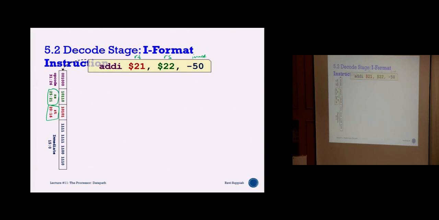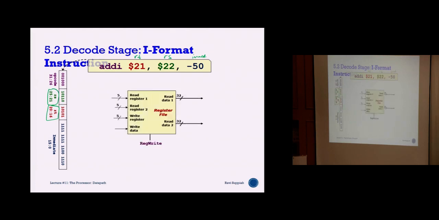Now you can see that it gets complicated. Why does it get complicated? How do I map the bits? Can I follow the same mapping? The answer is no, I cannot.